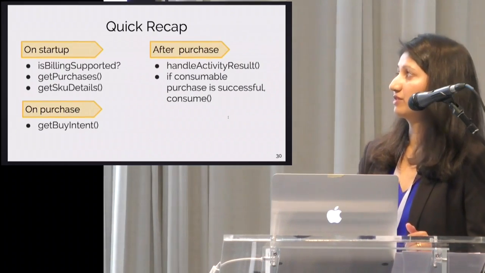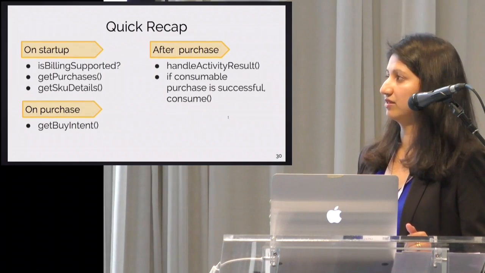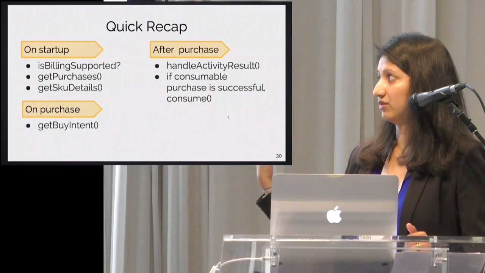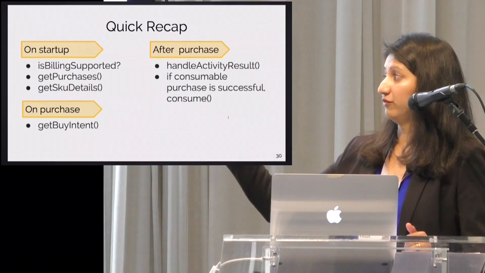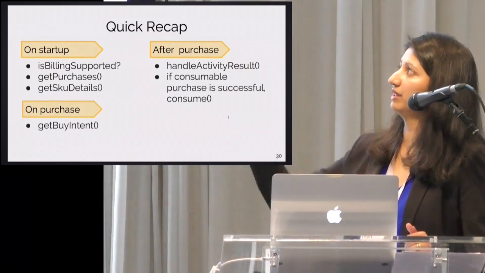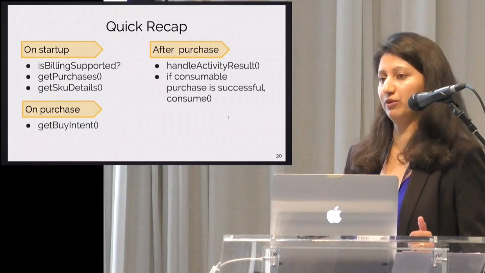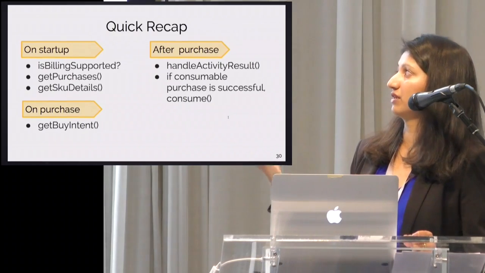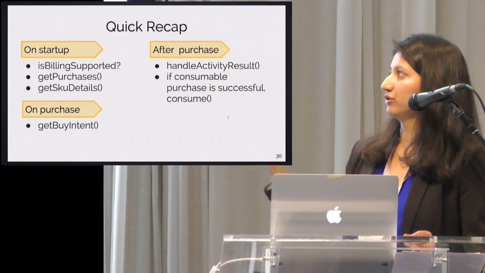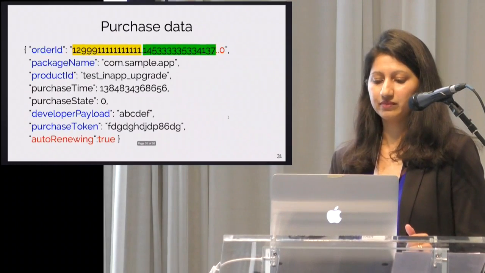So quick recap, just make sure on startup you check if billing is supported, get a list of all of the user's products, and get more information about the products. For purchase, just make sure you launch the purchase flow using get buy intent. And to complete the transaction, use handle activity result, and that's where you would get all of your purchase information. And if it's a consumable purchase, make sure you're using the consume call so you can purchase it over and over again.